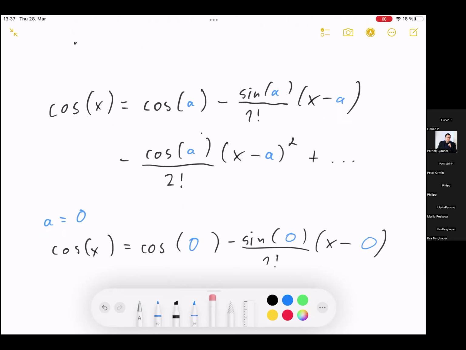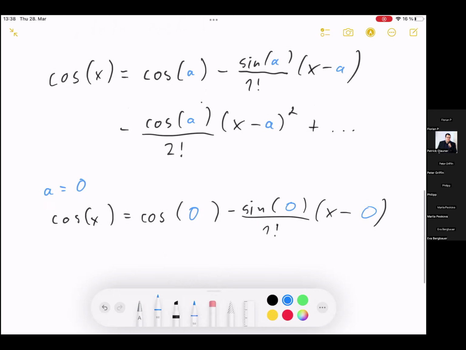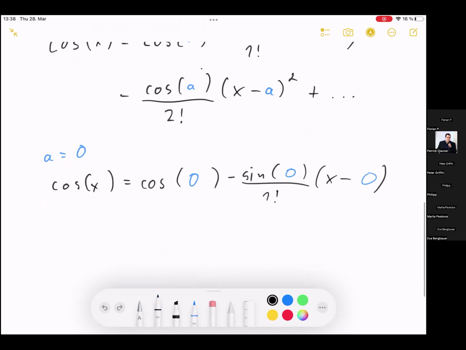And then we just wait a second, my pen didn't work. Struggling a bit with the pen. Then minus cosine at 0 divided by 2 factorial, times x minus 0 squared, plus dot, dot, dot.